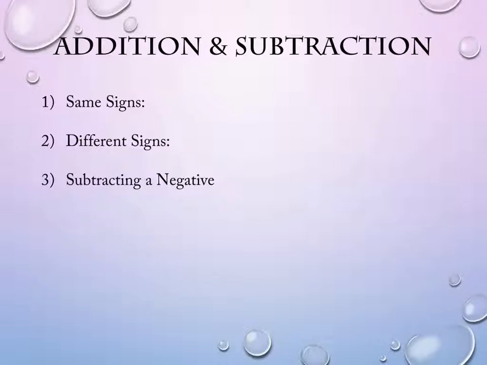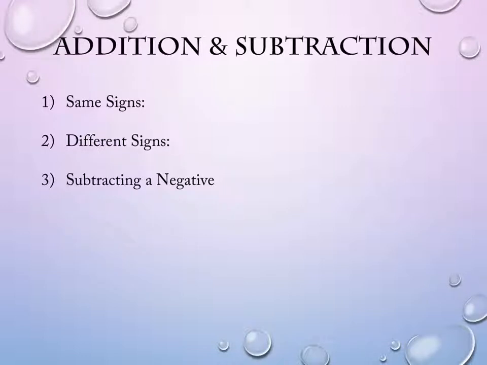We're going to look at addition and subtraction first. With addition and subtraction, there's really three things that we need to talk about. One is what to do when the numbers have the same sign, they're both positive or they're both negative. One is what to do when one of them is positive and one of them is negative. And the other is what to do if you see a subtraction of a negative, like minus a negative. What do I do with minus a negative?